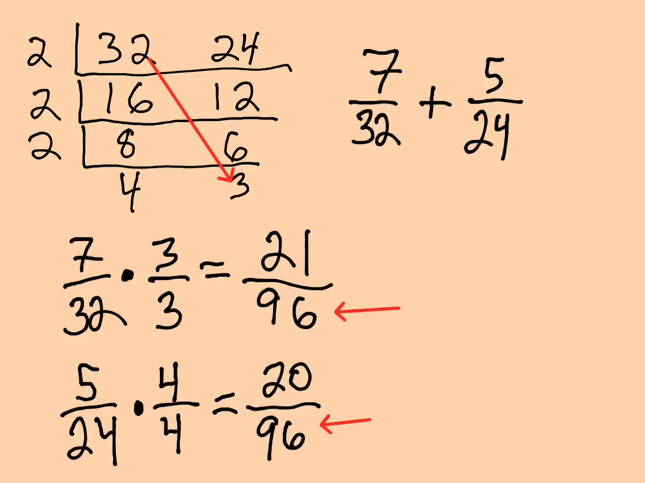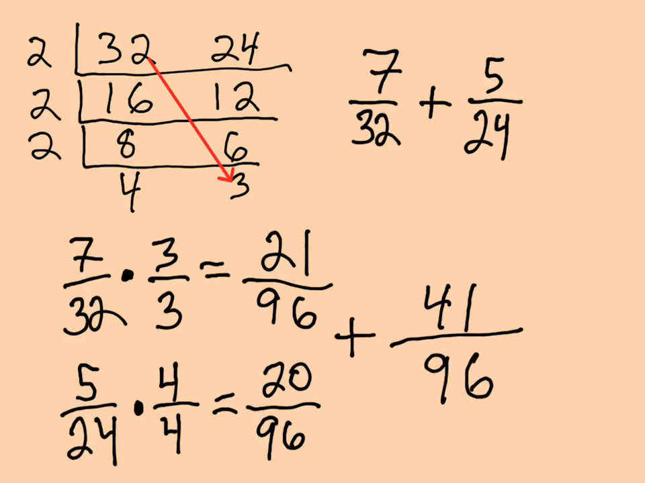And since they have the same denominator, I can now add them together, and I get 21 plus 20 is 41. And just like we always do with adding fractions, we keep the denominator when we add them together because they have to be the same denominator. We keep them the same, and so the answer is 41/96.